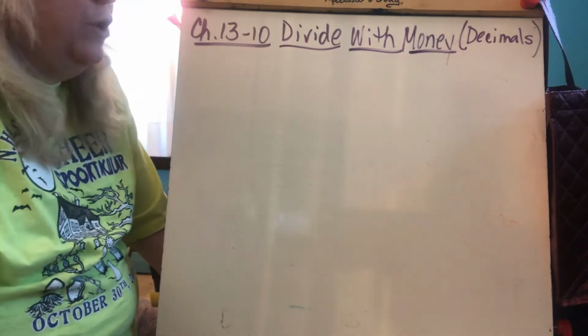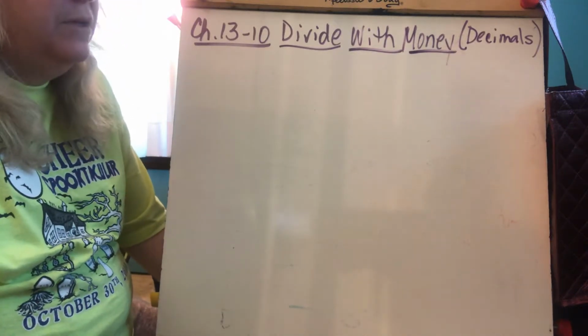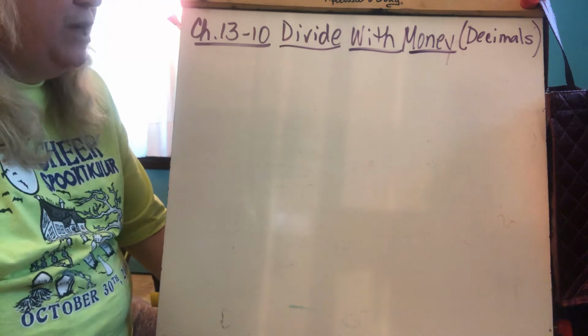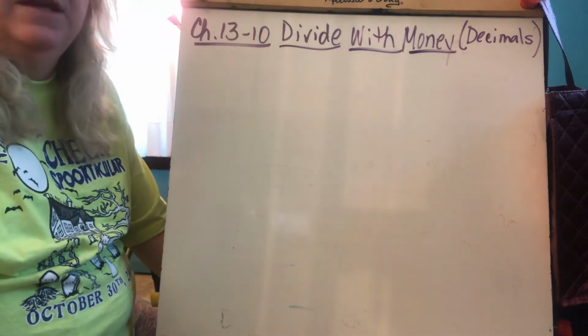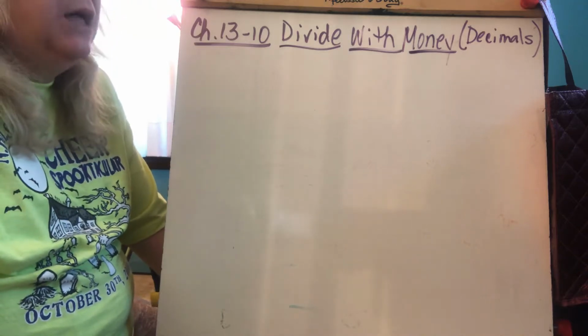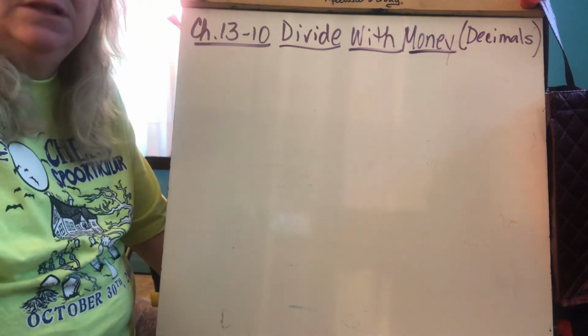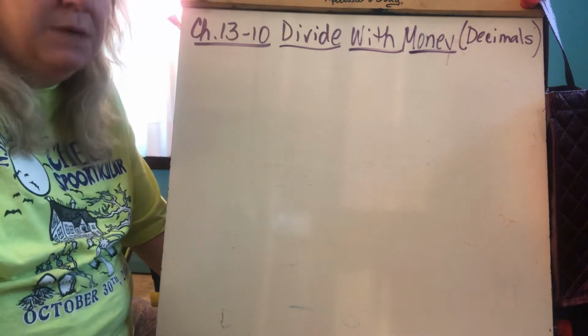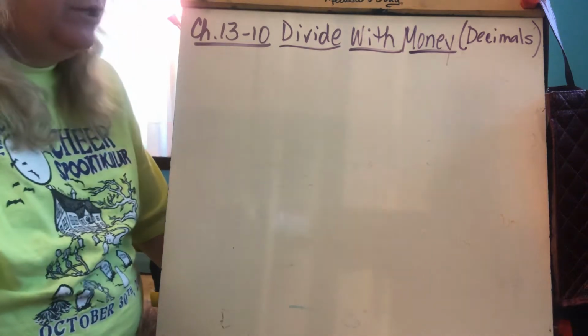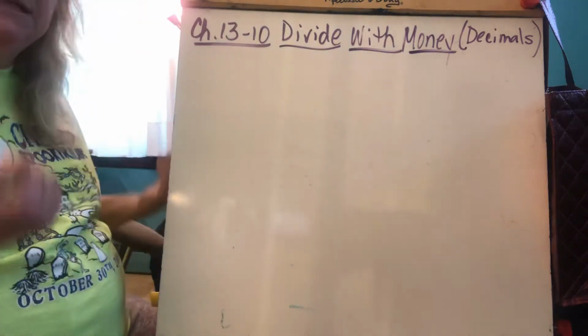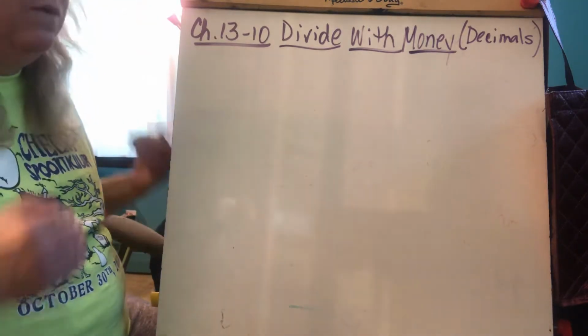Okay, boys and girls, we are going to continue our decimal lessons. This is going to be lesson 10 in chapter 13. We are going to be dividing with money. Now, this is not the first time you have done division that involved money. You already did that in our unit on division. But now we're going to think of it from a decimal perspective, okay?